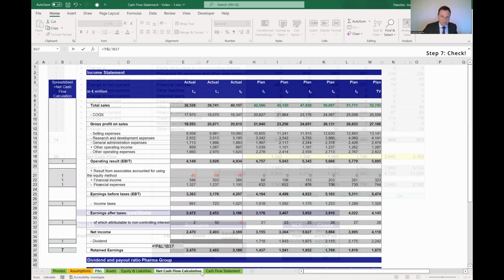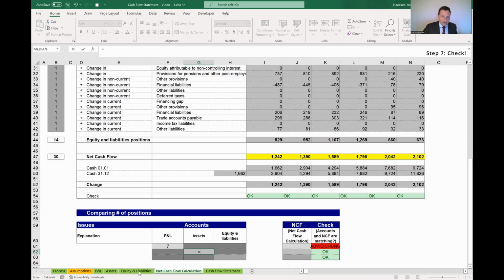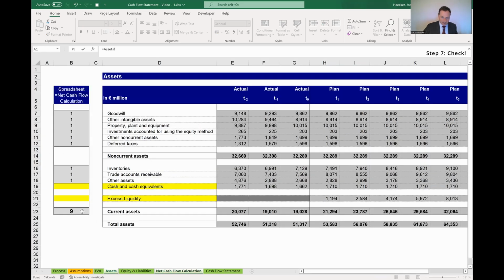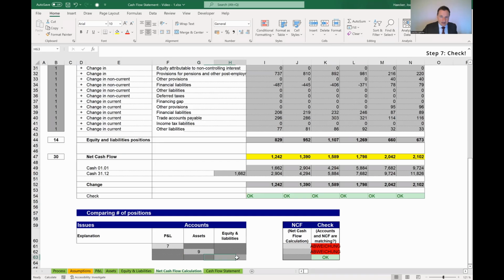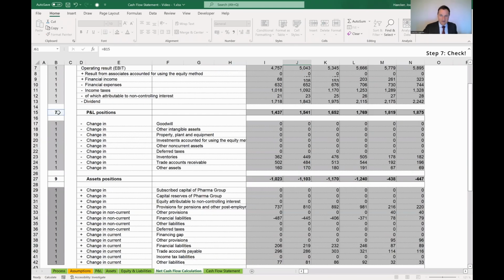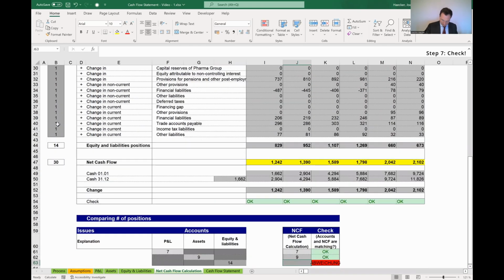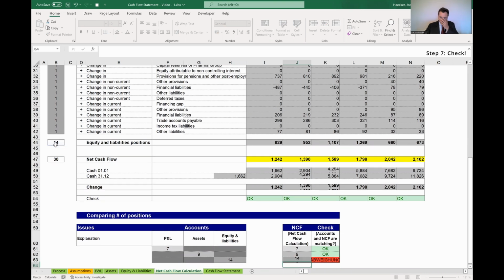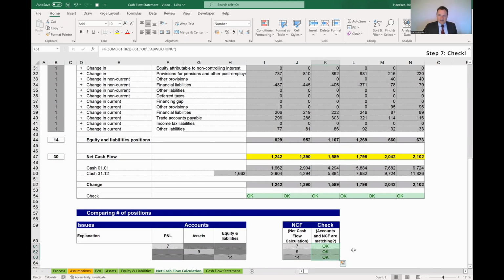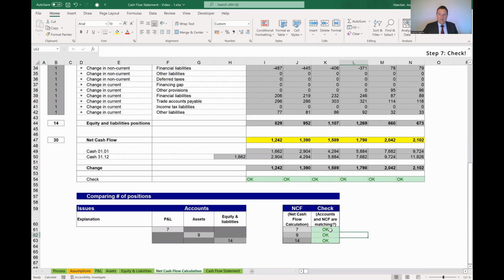7. The asset position, that was 9. And the equity and liabilities position, that was 14. How does it look now in our net cash flow statement? Here it's 7. Here it's 9. And here it's 14. And check, we made it. Everything is matching. So we calculated the net cash flow.